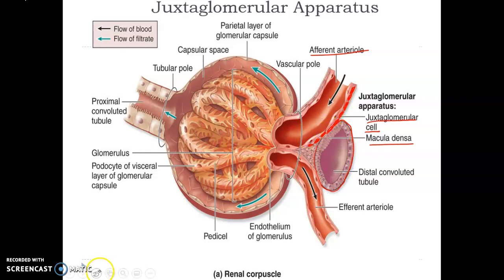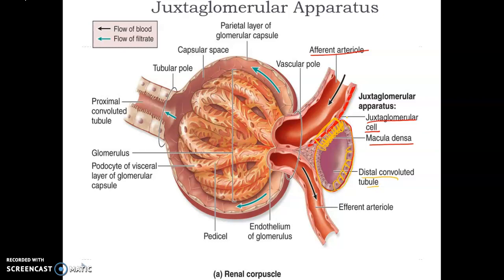Okay, let me see if I can change color. Okay, this is where the afferent arteriole and the distal convoluted tubule kisses, right? That's a point of kiss. So this part is the distal convoluted tubule. It is lined with simple cuboidal epithelium. However, I want you to notice at this part: do you see that at this part the cells are taller?